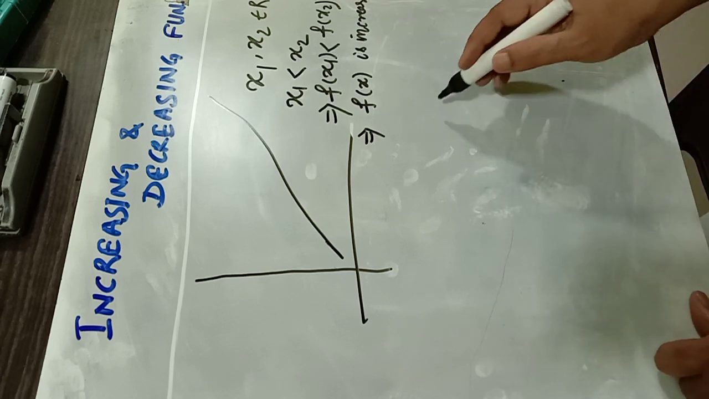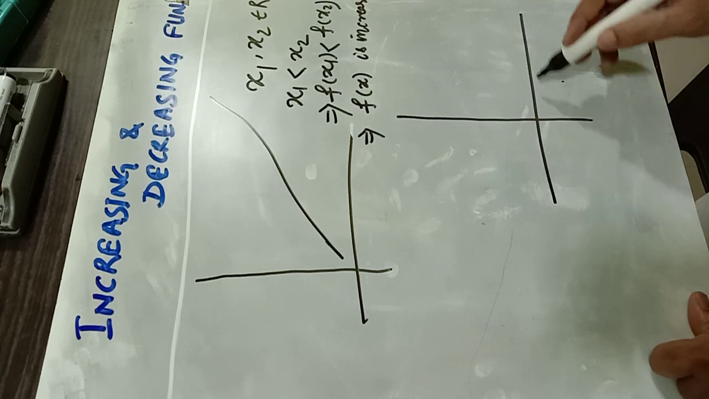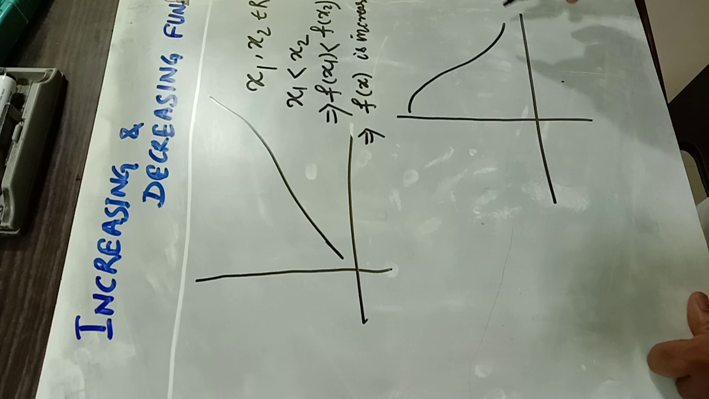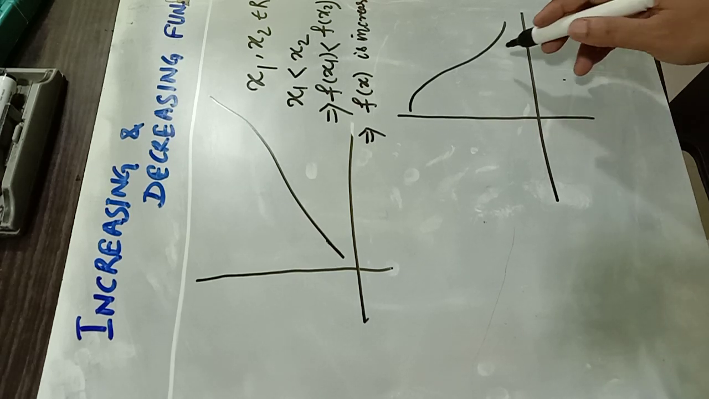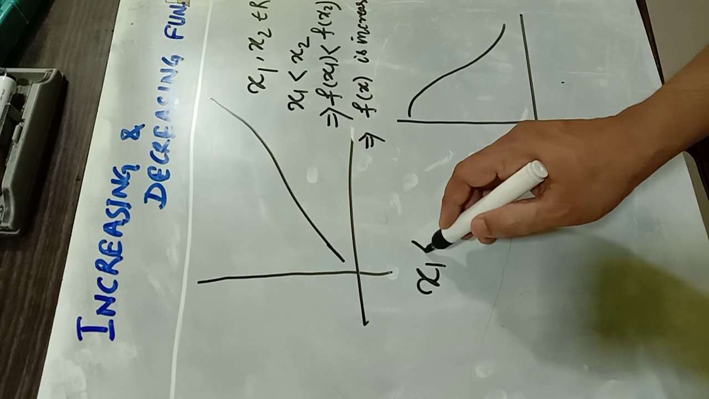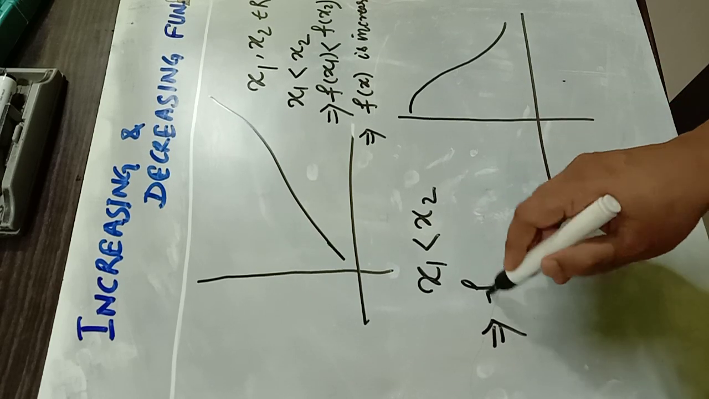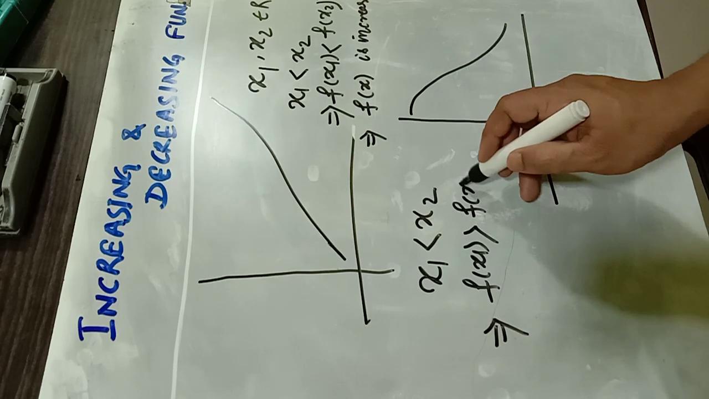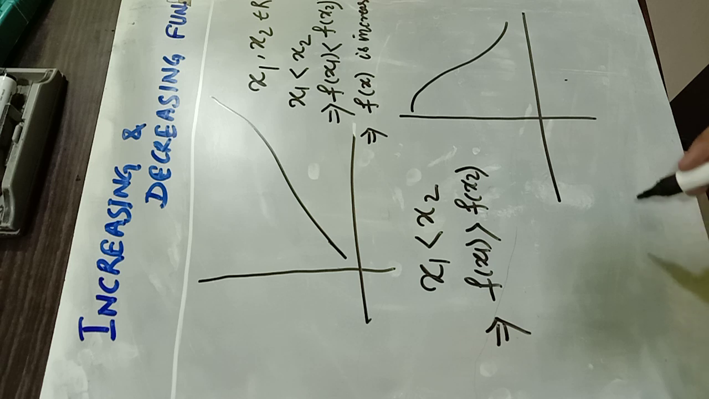If you find that as the value of x increases, the f of x value decreases, then it is called a decreasing function. In this case, x1 less than x2 implies f of x1 is greater than f of x2. This is called the decreasing function.